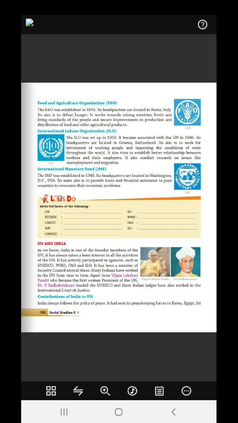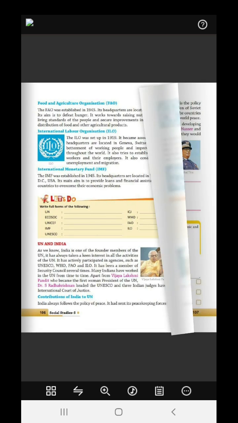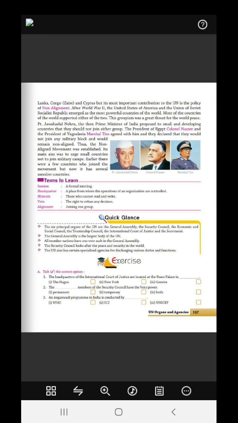Contribution of India to the UN. India always follows the policy of peace. It has sent its peacekeeping forces to Korea, Egypt, Sri Lanka, Congo, and Cyprus, but its most important contribution to the UN is the policy of non-alignment.